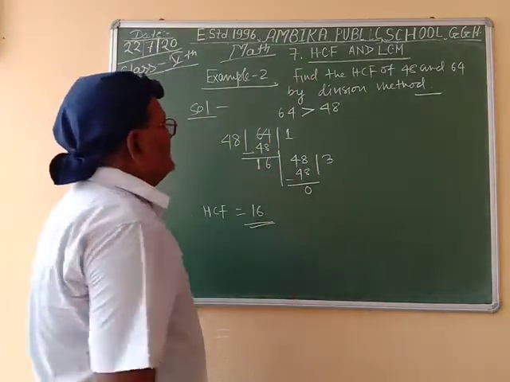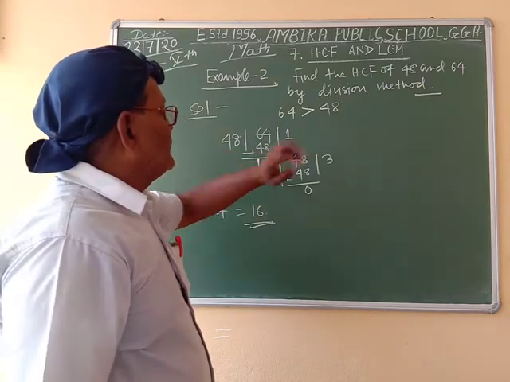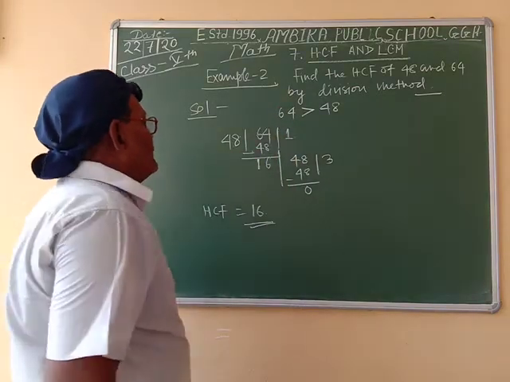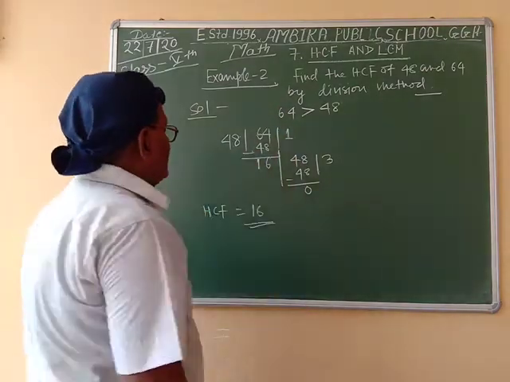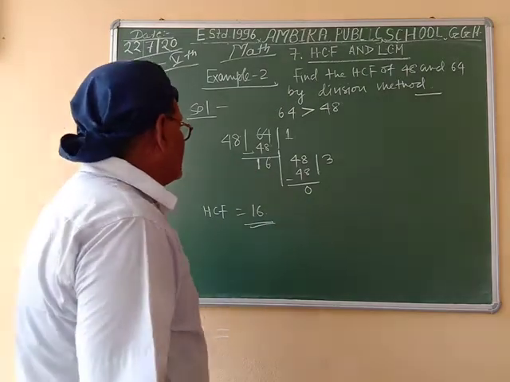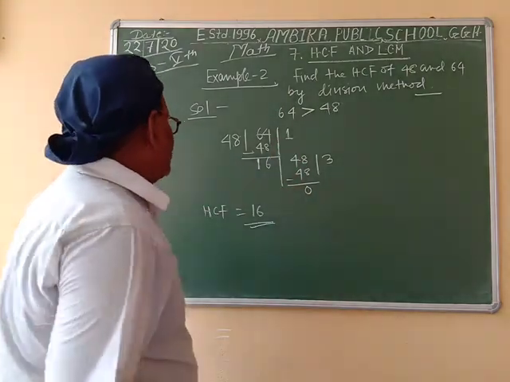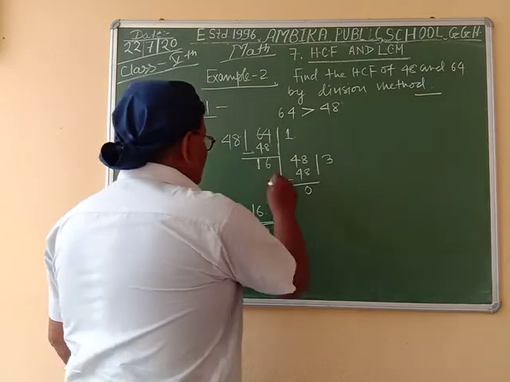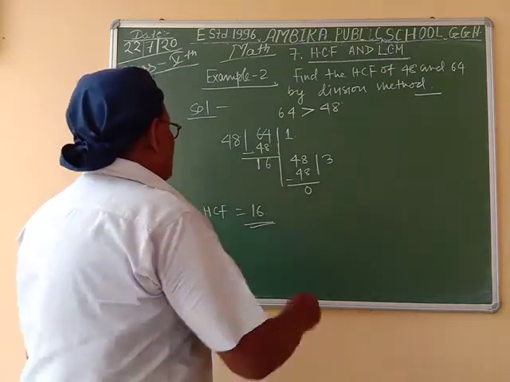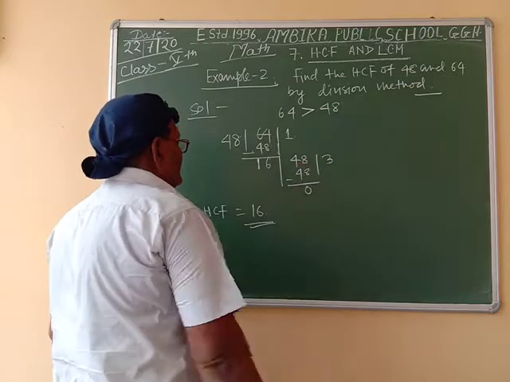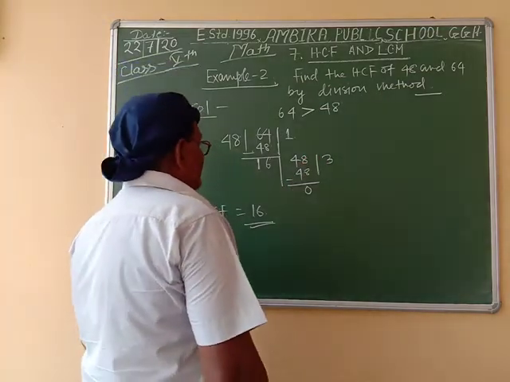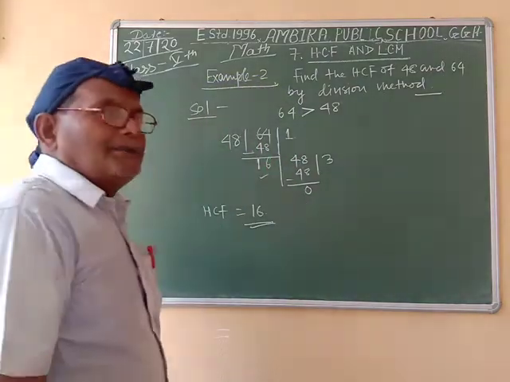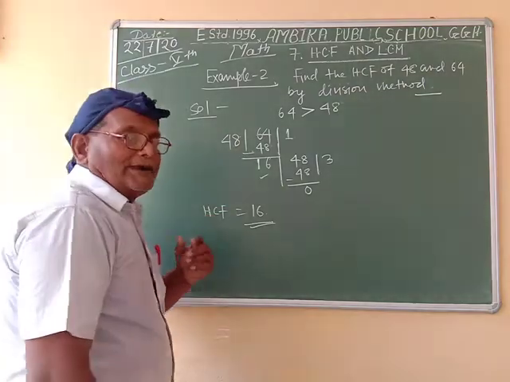So here we see that 64 is greater than 48. In the first step, we divide 64 by 48. Here we see that the remainder is 16. The remainder is not 0, so the division process continues. So we continue our process, with 16 as divisor and 48 as dividend. Dividing 48 by 16, we get remainder 0. So the last divisor will be the HCF of the required numbers.